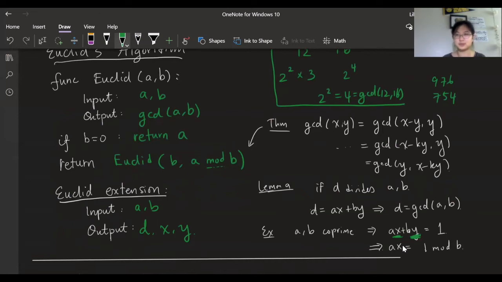This mini lecture is already going to be extremely long. So if you're interested, make sure you read it in the book. But the idea is Euclid extension takes A and B and outputs the greatest common divisor and the coefficients that give the linear combination that equals the divisor.